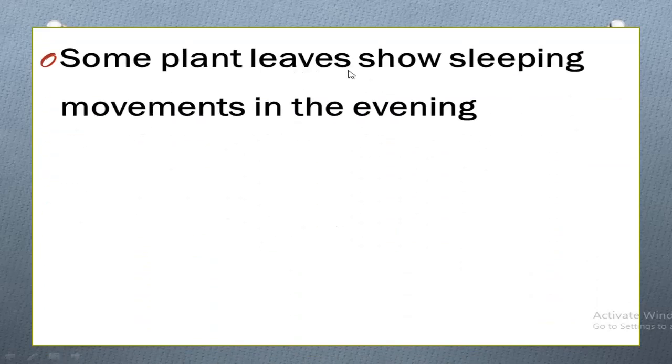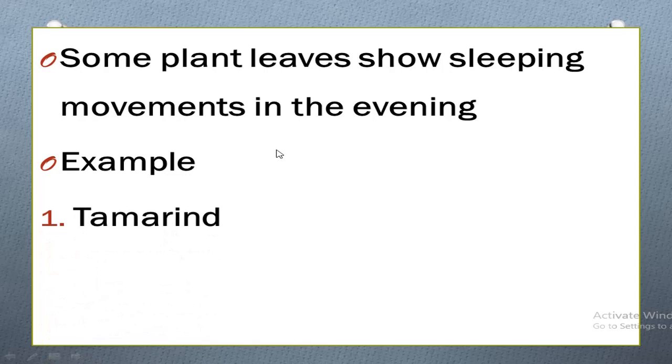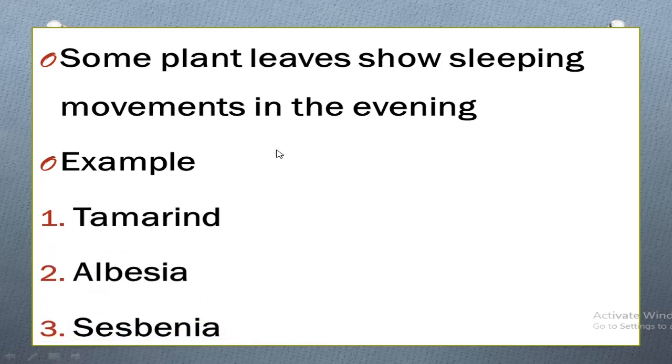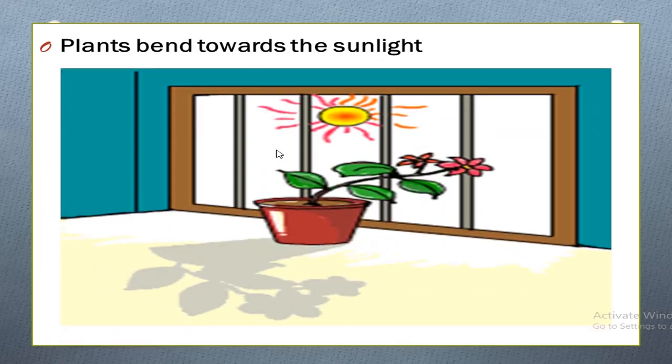Some plants show sleeping movements in the evening. Examples are tamarind, albizia, and sesbania. Those are the plants that show sleeping movements in the evening. Next, some plants bend towards the sunlight.